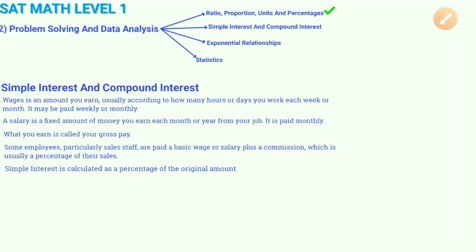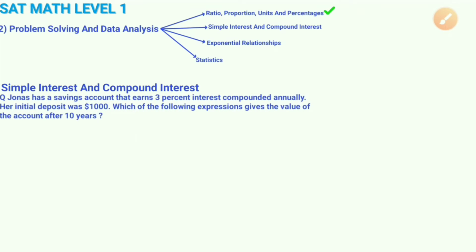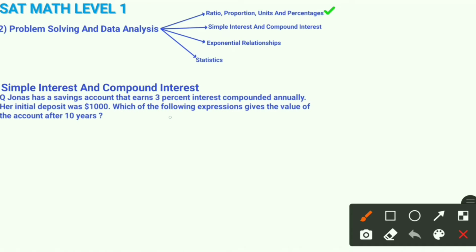Simple interest is calculated as a percentage of the original amount. Compound interest is added to the original amount so that the amount of interest paid each year increases. So right now we have this question that Jonas has a savings account that earned 3% interest, compounded annually. It's saying that he earned 3% interest compounded annually, which means this must be compound interest.